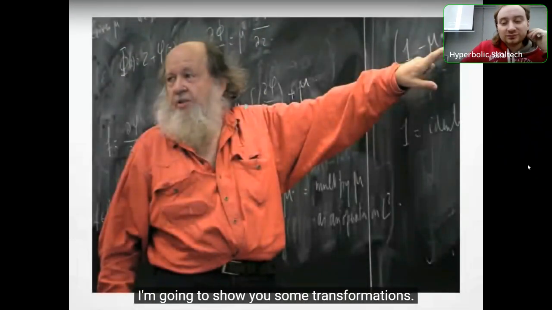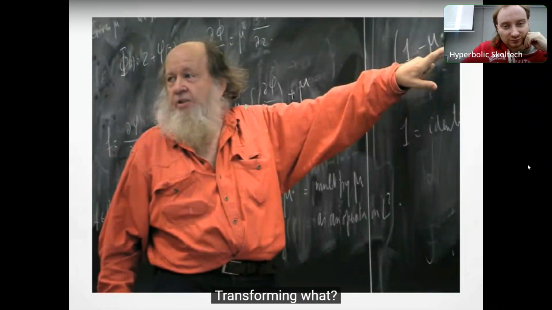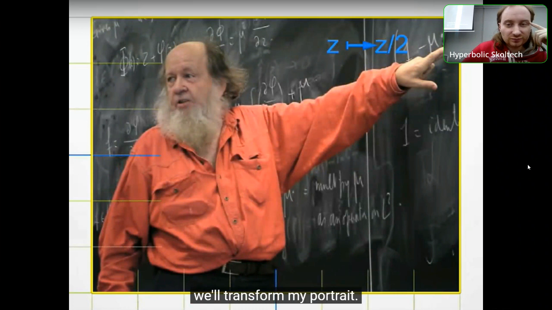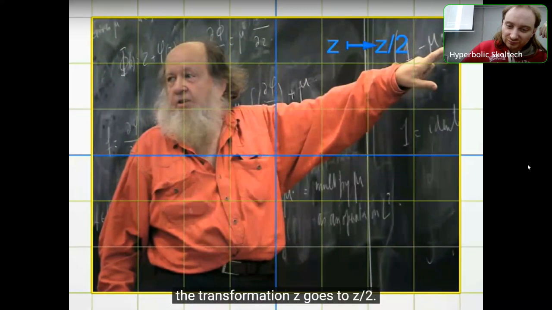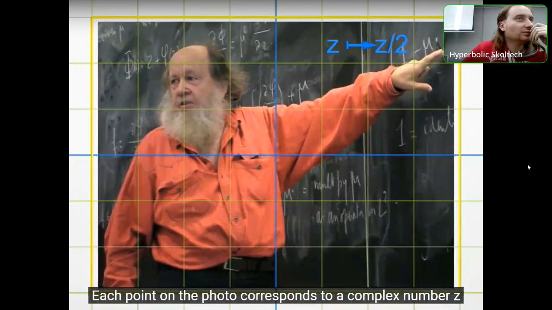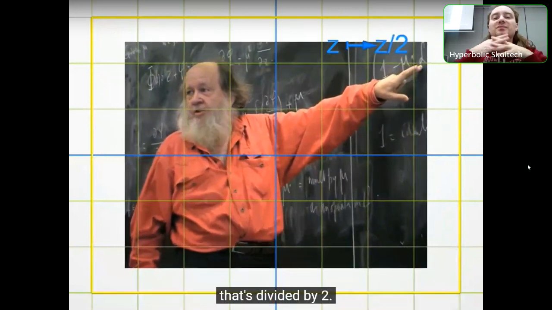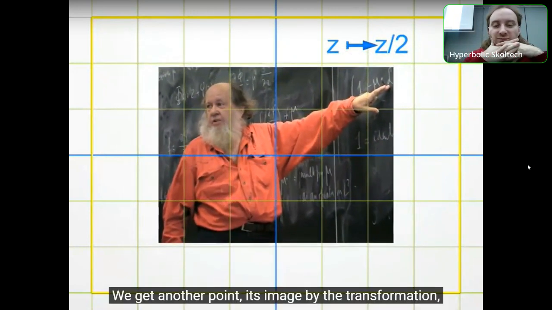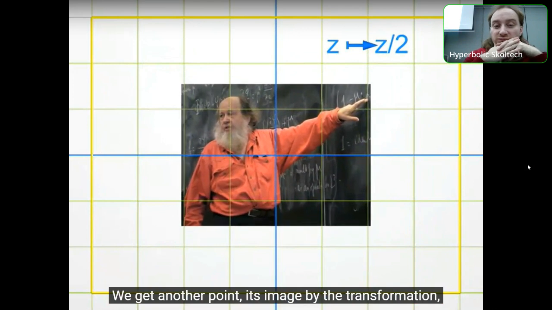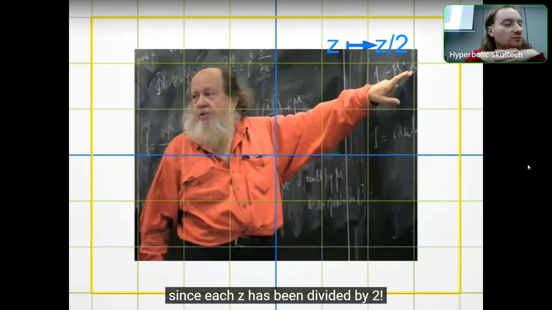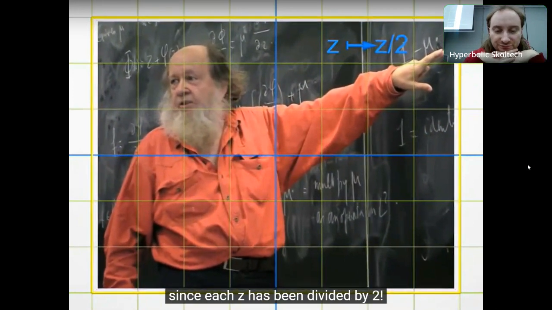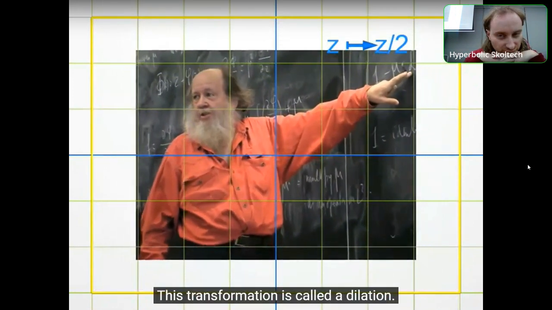I'm going to show you some transformations. Transforming what? Well, if you don't mind, we'll transform my portrait. Let's keep things simple. The transformation z goes to z over 2. Each point on the photo corresponds to a complex number z that's divided by 2. We get another point. It's imaged by the transformation. Hence, a new picture. You see, no surprise. I just shrank to half my size, since each z has been divided by 2. This transformation is called a dilation.